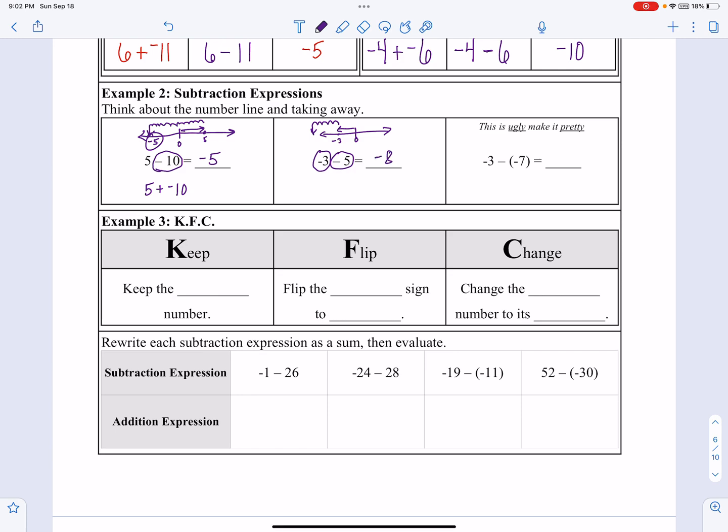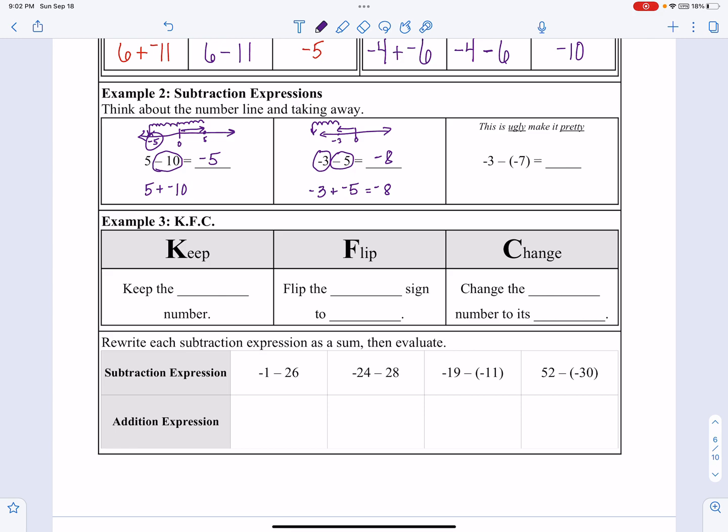Okay, let's think about our addition as well. So we have a negative 3, and I also have the negative 5. I can think about it like that as well. Same signs add and keep. So 5 plus 3 equals 8. Keep the signs. Okay, so that matches.